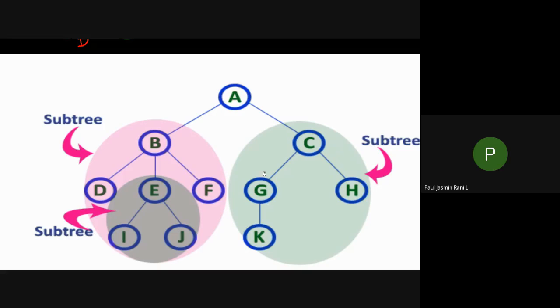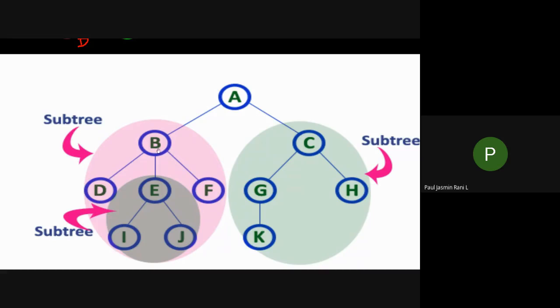The whole thing, that is B, D, E, F, I, J, all these come under a subtree of A. Similarly, on the other side, G, H, K, C, all these come under the other subtree of A. If it is a binary tree, you will have only two branches, so I can say left subtree or right subtree. But this is not a binary tree.